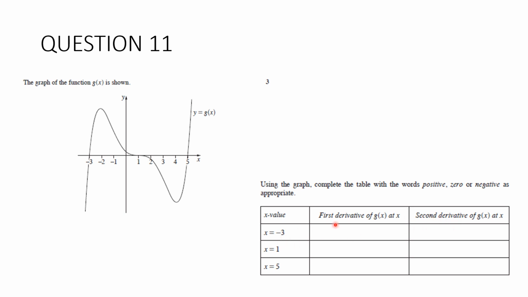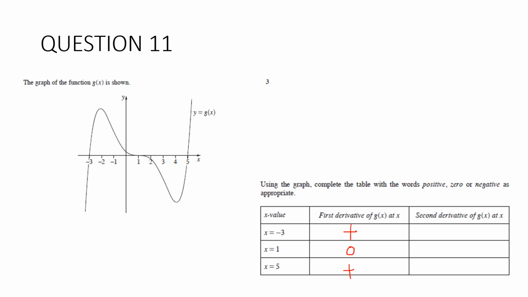Now remember that when the curve is increasing, the first derivative will be positive. When it's decreasing, it'll be negative, and when it's stationary, it will be 0. All right, so what have we got? Let's have a quick look. At x equals -3, we are increasing, so positive. At x equals 1, we are stationary, so 0. And at x equals 5, we are again increasing. So let's write that in. We've got positive, 0, and positive.